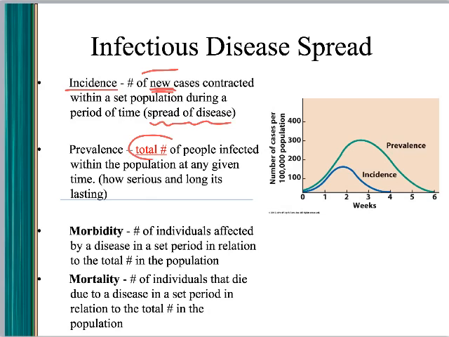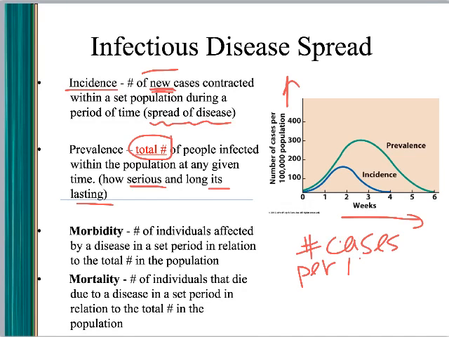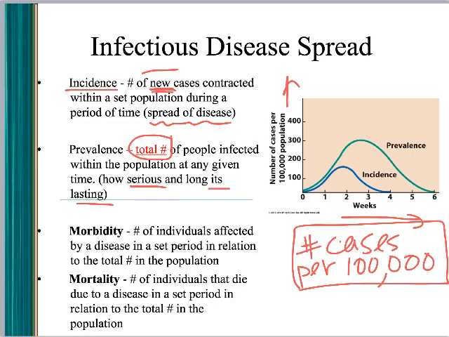Prevalence is the total number of people that are infected. Okay, so what that's telling you is how serious it is and how long it's lasting. So if you look at this graph, okay, we're looking at weeks on the x-axis, and on the y-axis, it's number of cases per 100,000 in the population. So that number of cases per 100,000 is what we always use when we're talking about epidemiology. So instead of having to write out some big number on the x-axis or the y-axis, this is how they describe it. And that's standard.